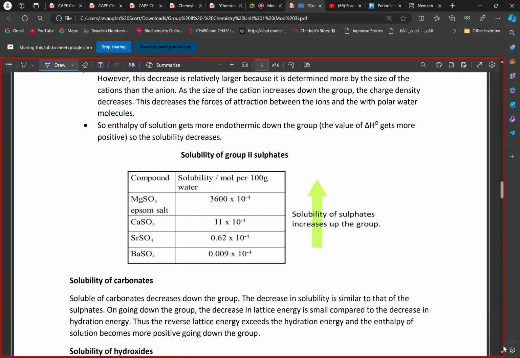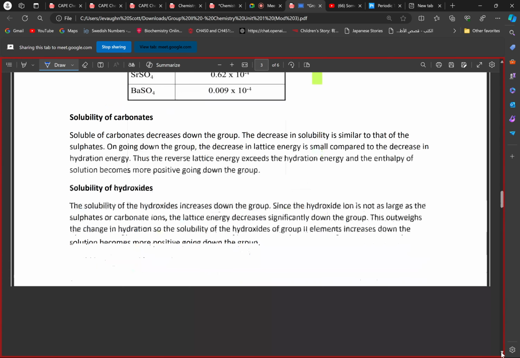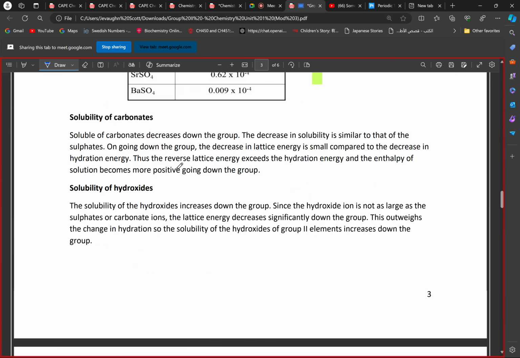All right. So we know it decreases going down the group. For the solubility of our carbonates now, the solubility of the carbonates actually decreases going down the group, right? It's generally the same thing here. The decrease in solubility is similar to the sulfate. So we have to speak about the lattice energy exceeding the hydration energy, and the enthalpy of solution becomes more positive going down the group. Therefore, carbonates decrease in solubility going down the group.